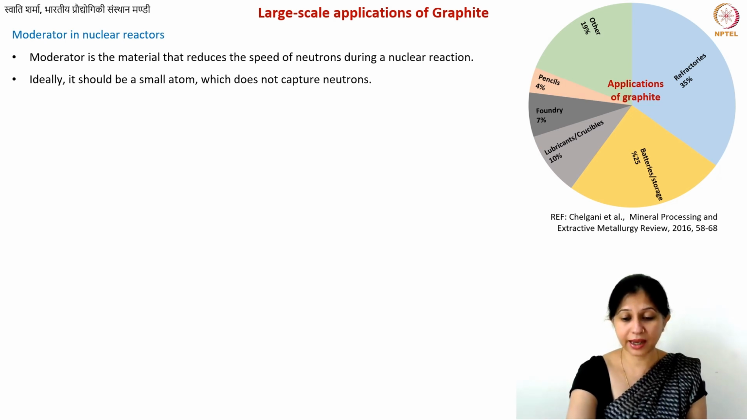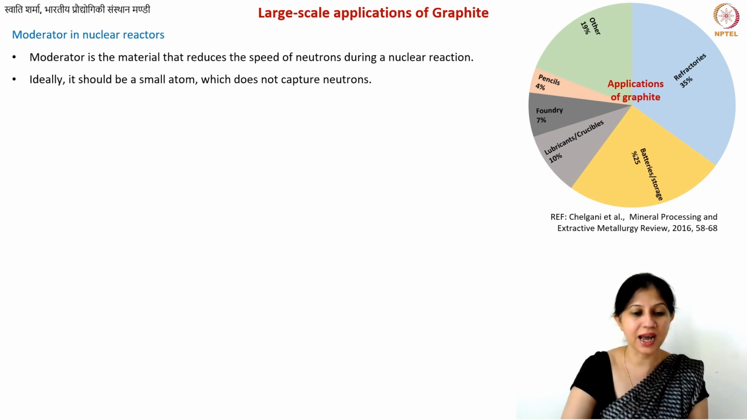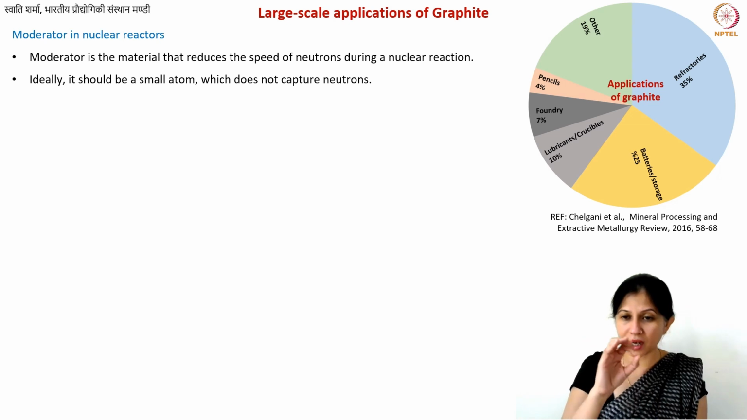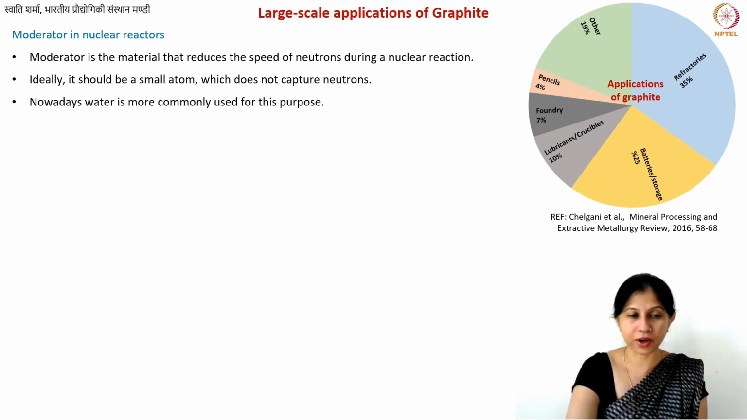Again, I have written the properties of an ideal moderator here. It should be a small atom which does not completely capture the neutrons, or at least has a very high efficiency of providing the neutrons with the right speed that is optimum for your reaction.